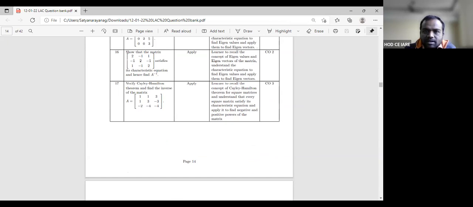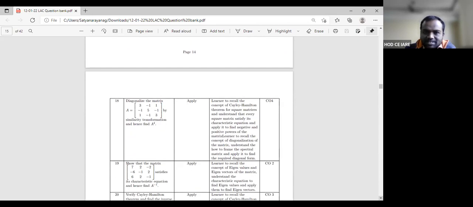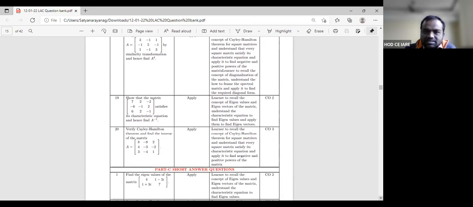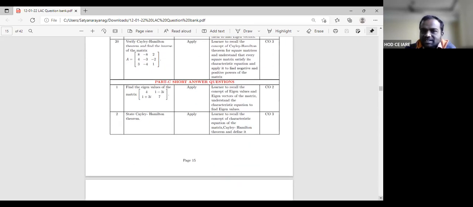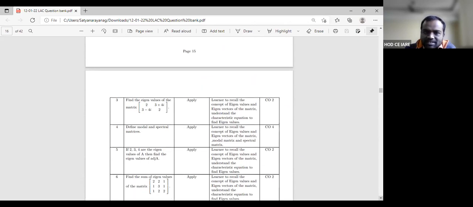Next, verify the Cayley-Hamilton theorem. అన్ని కూడా మీరు ఆల్రెడీ చేసిన ప్రాబ్లమ్సే ఉన్నాయి నాన్న ఇందులో, మీరేమి అంత కొత్త ప్రాబ్లమ్స్ ఏం లేవు. Characteristic equation and verification. Find the eigenvalues of the matrix, state the Cayley-Hamilton theorem, and find the eigenvalues, modal matrix and spectral matrix.